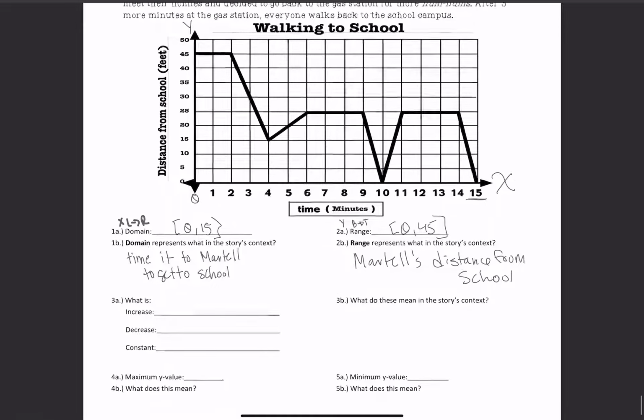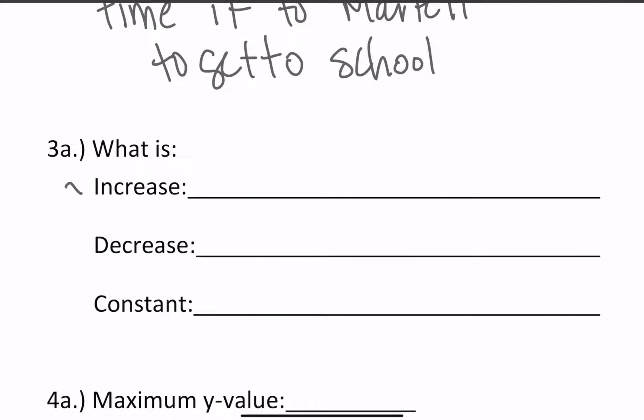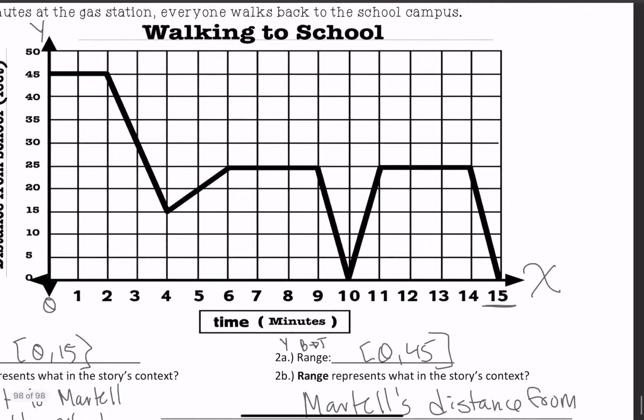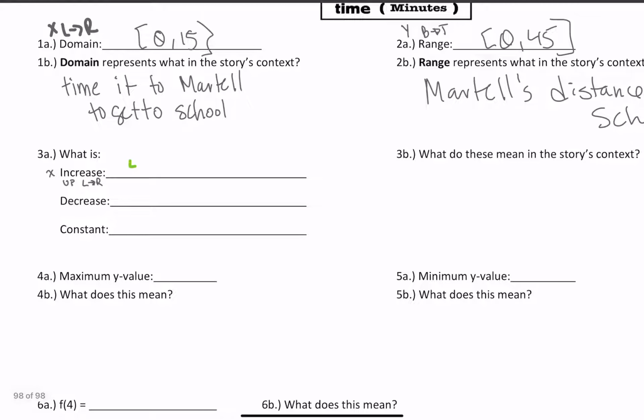Increase. So remember, increase is using the x-axis, going up from left to right. So we'll do this in green, all of our increasing intervals. Again, we've been doing this, so it should go pretty quick. We go from 4 to 6, and then it's increasing from 10 to 11, and that's it. So we have 2 increasing intervals, 4 to 6, and then 10 to 11.